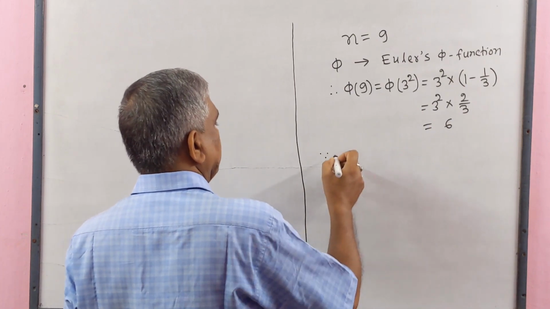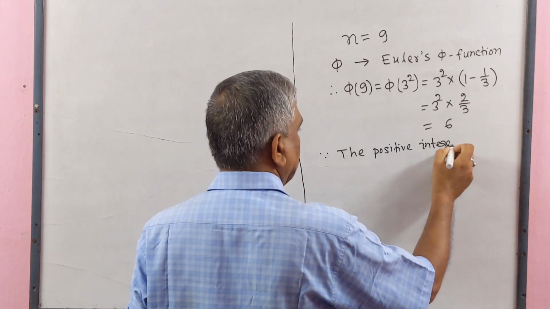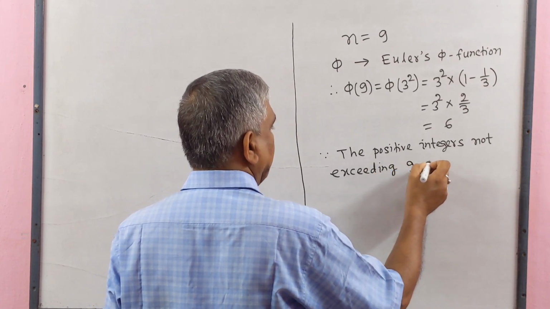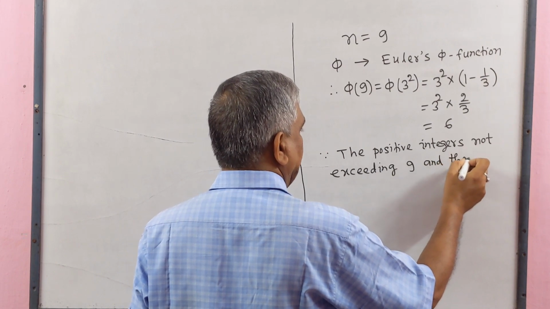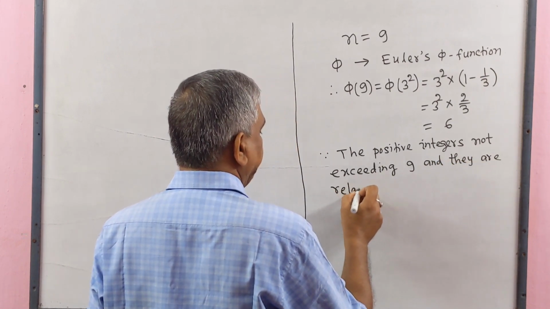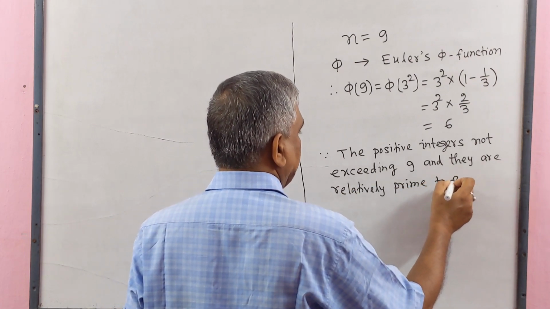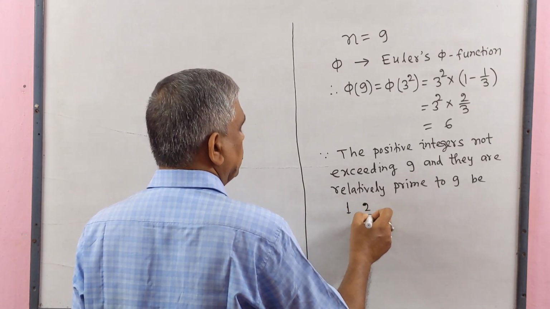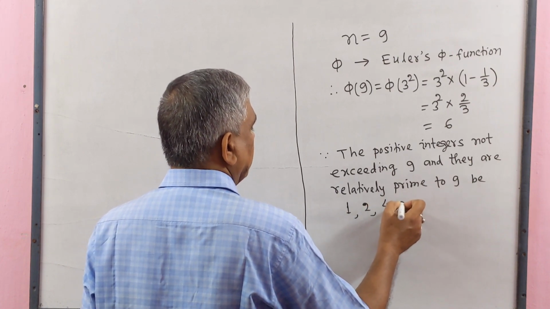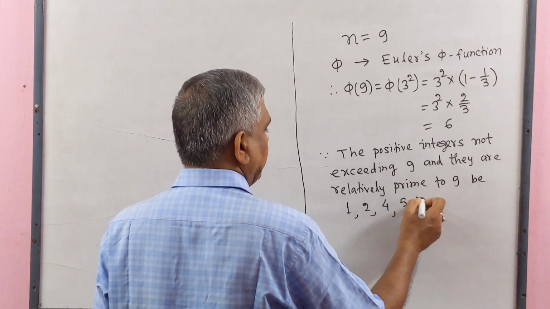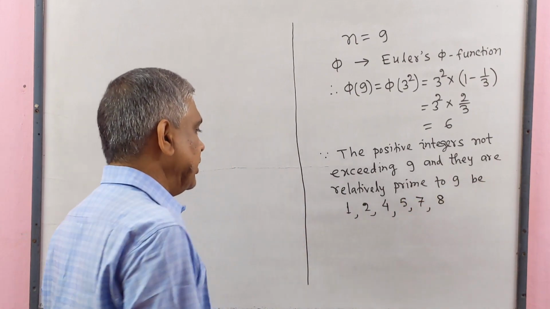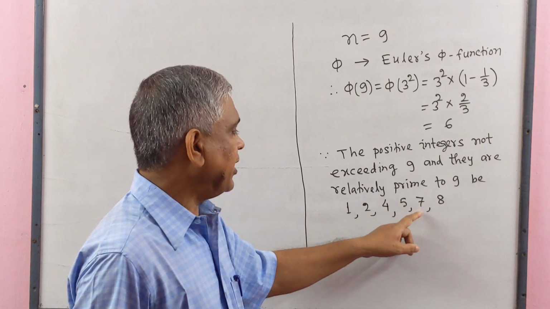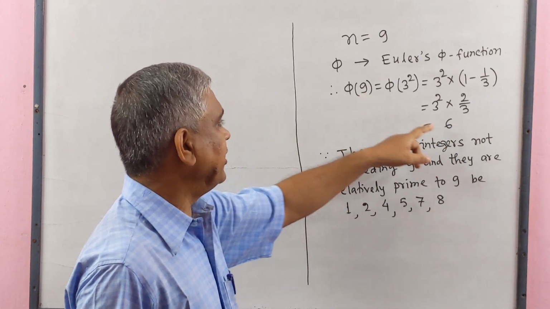Since the positive integers not exceeding 9 and relatively prime to 9 are 1, 2, 4, 5, 7 and 8, the number of such integers is 6, which agrees with Euler's phi function of 9 being 6.